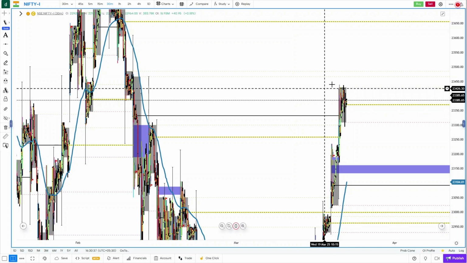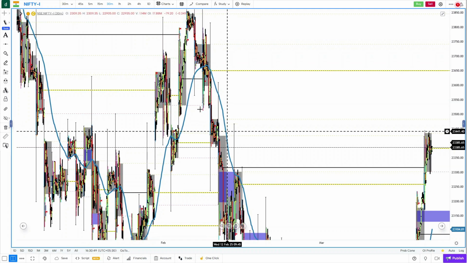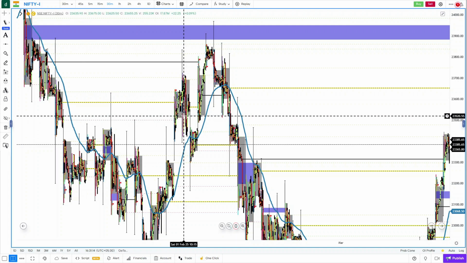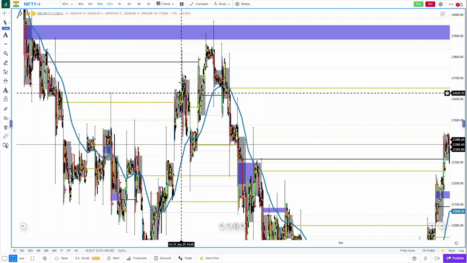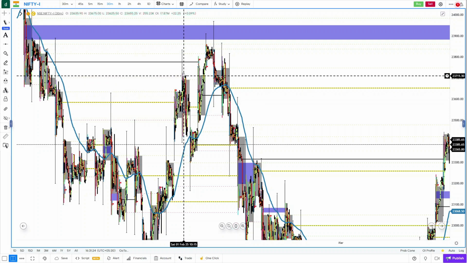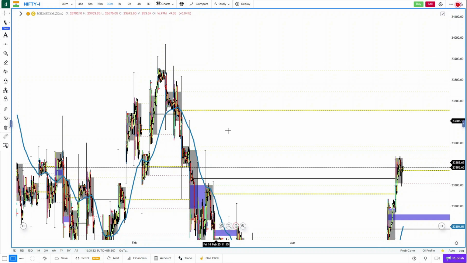For now, the price is making a higher high and the previous high is breaking. For a further up move, look around 23,500 to 550 levels. If buyers take control, you can see another 150 to 300 points up move towards 23,710 levels and 23,800 levels, which is the previous high.